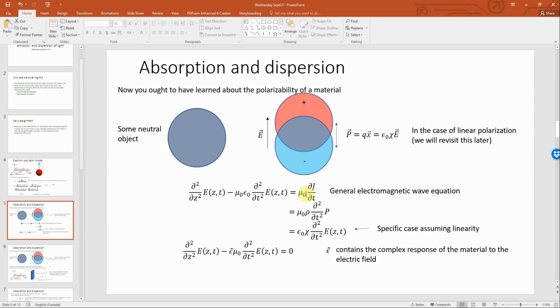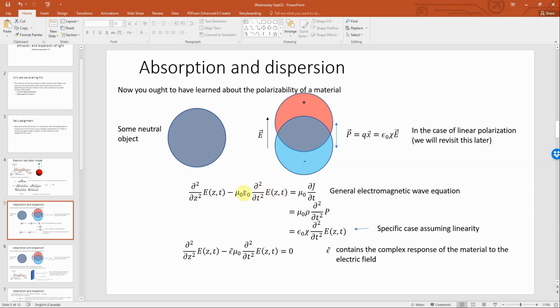So why we care about this is because we have this oscillating electromagnetic wave. And so the general form of an oscillating electromagnetic wave in free space is given here on this left-hand side, where we get a second order differential equation in space of the electric field minus mu naught epsilon naught, the permeability of free space times the permittivity of free space, times the second derivative of the electric field with respect to time.